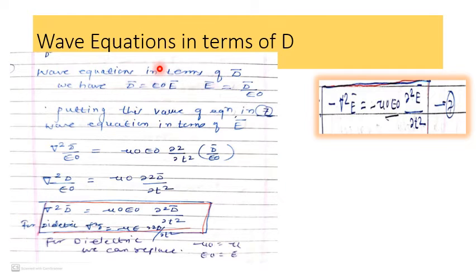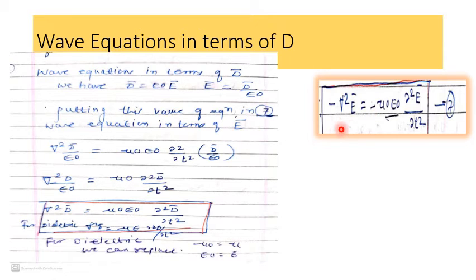And wave equations in terms of d bar. We have d is equal to epsilon 0 e bar, and therefore e is equal to d upon epsilon 0, so epsilon 0 goes to the other side. Therefore e bar is equal to d bar upon epsilon 0. So putting this value in equation 7, we will get, in terms of e bar, the wave equations. That is, we have to find the wave equations in terms of d bar.